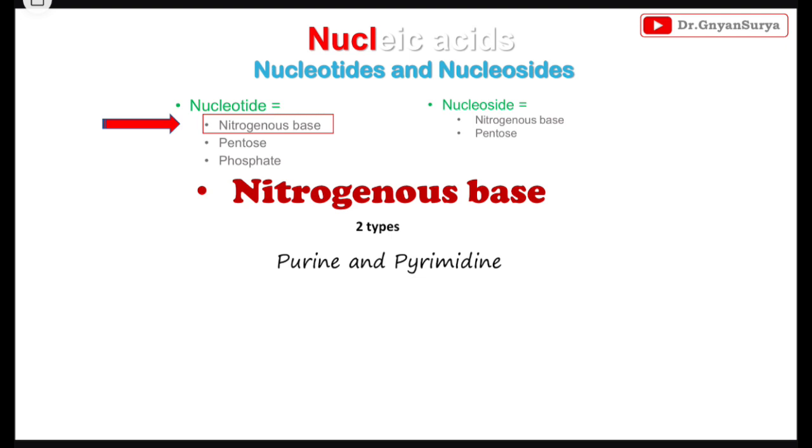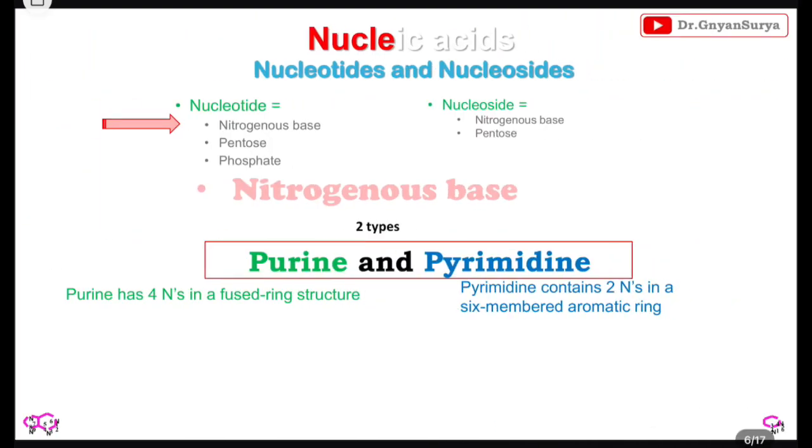Now we are going to study the individual components of the nucleotide. Nucleotide is composed of a nitrogenous base. The nitrogenous base is of two types: one is purine and the second one is pyrimidine. Both are heterocyclic compounds composed of nitrogens. So based on the number of nitrogens, we classify two nitrogenous bases: one is purine and the second one is pyrimidine.